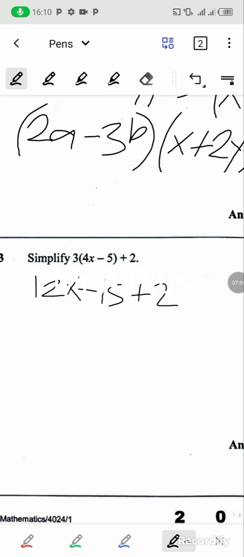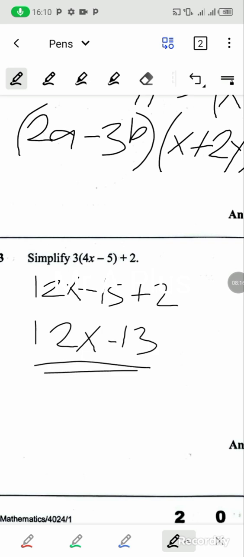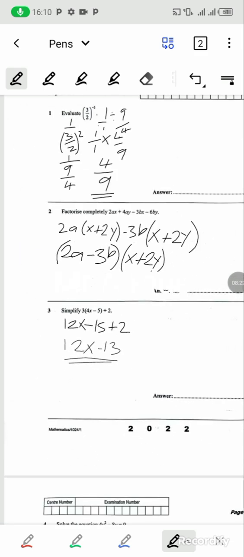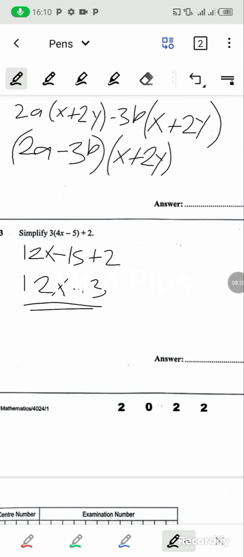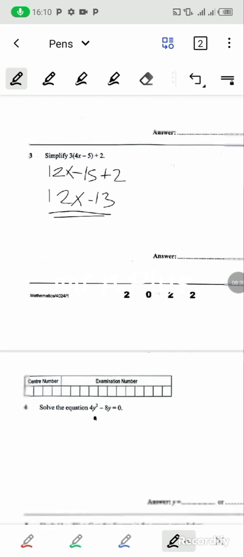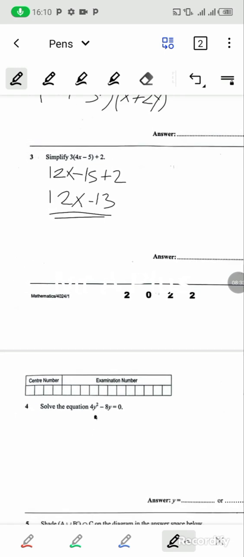Then from there, we bring down 12x. Then negative 15 plus 2, because these are like terms, they can be simplified further. The answer will be negative 13. And this will be our final answer to the given question. Simple as that, meaning we have simplified. And remember, this one is carrying 2 marks. So this is how paper 1 can be easy.